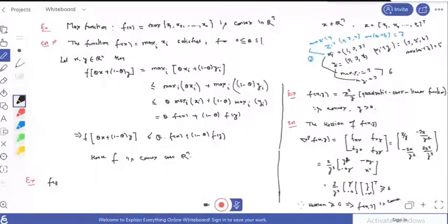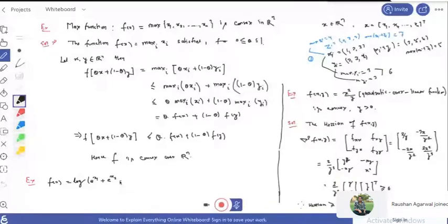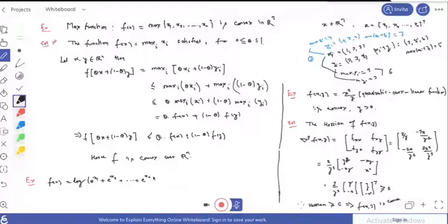So if we define any function f(x) that equals log of exponential of x1 component, exponential of x2 component, and similarly exponential of the nth component of x. This function is known as the log-sum-exponential function, and this function is convex.